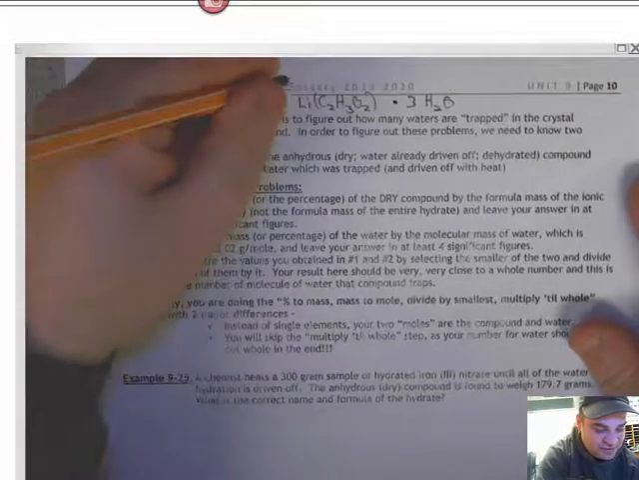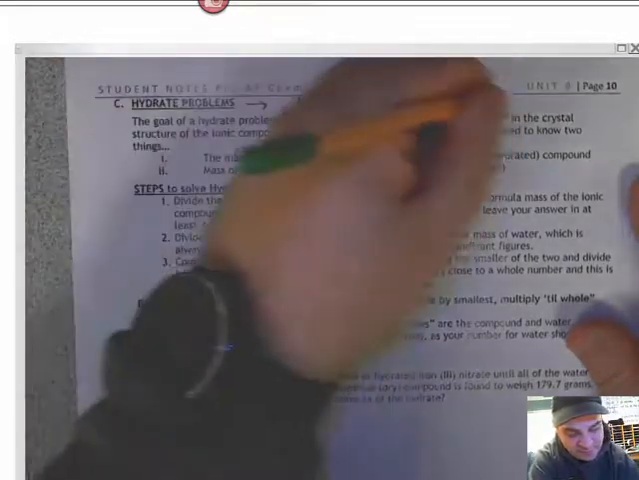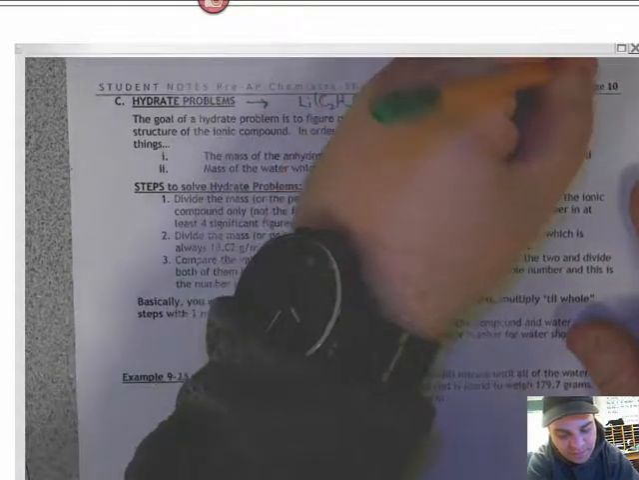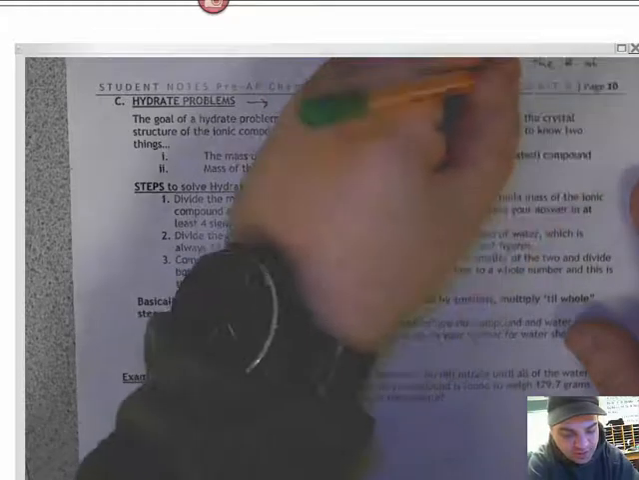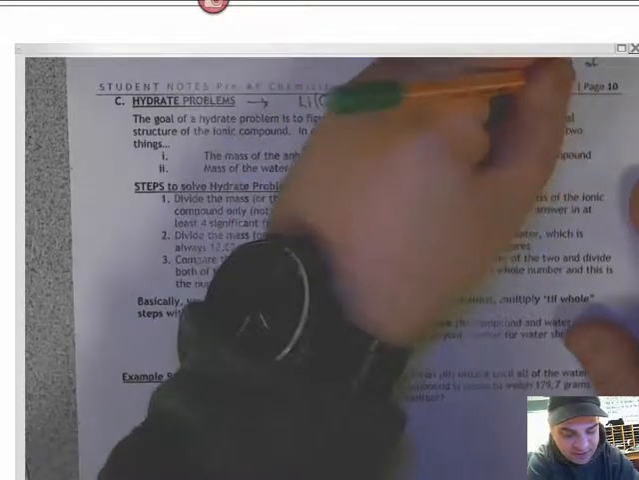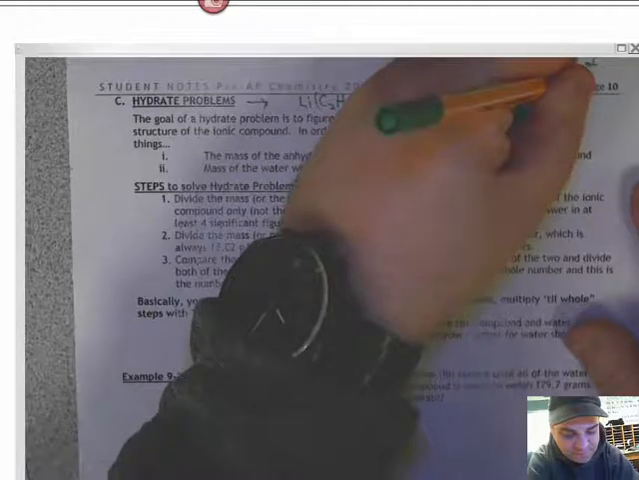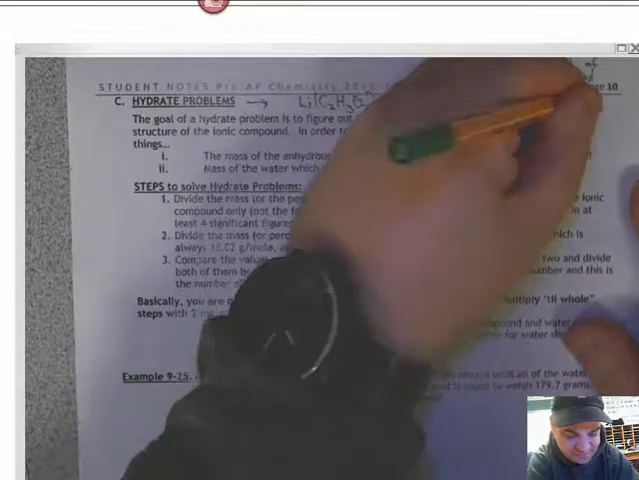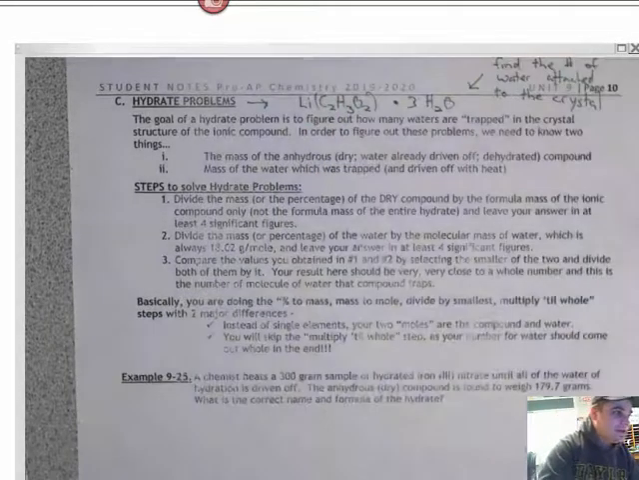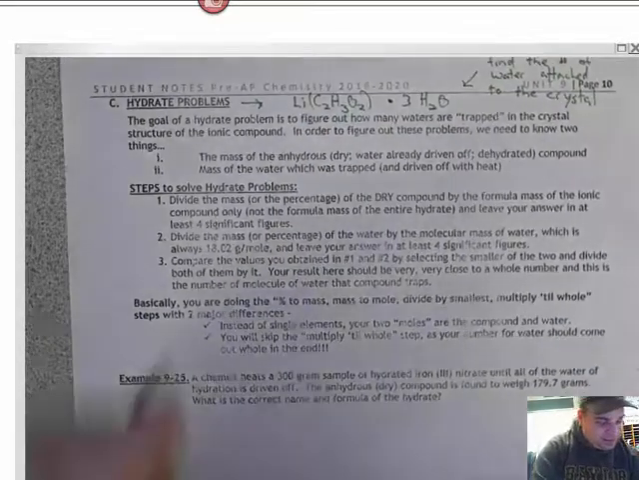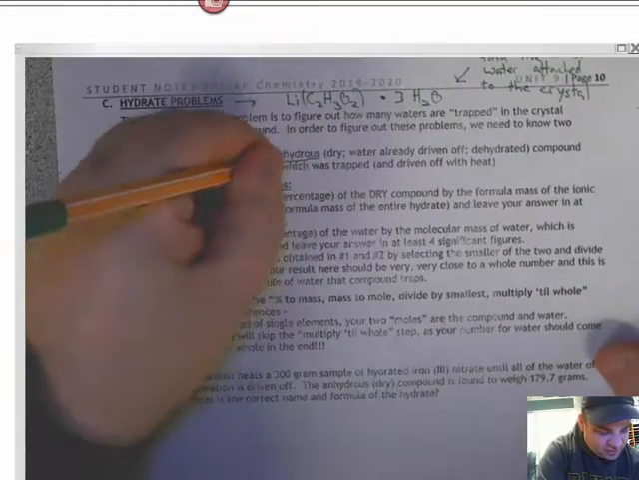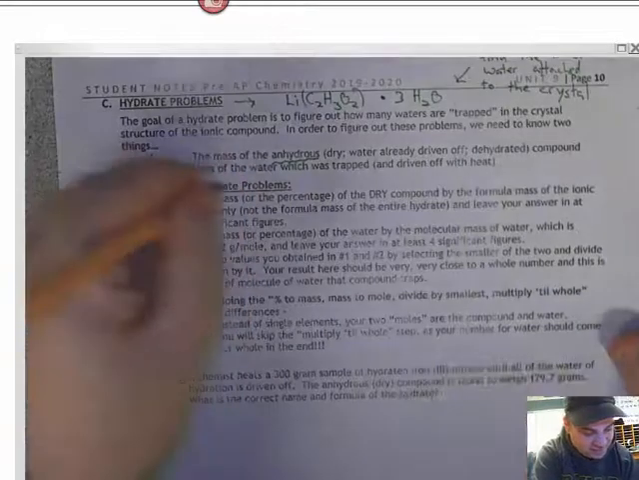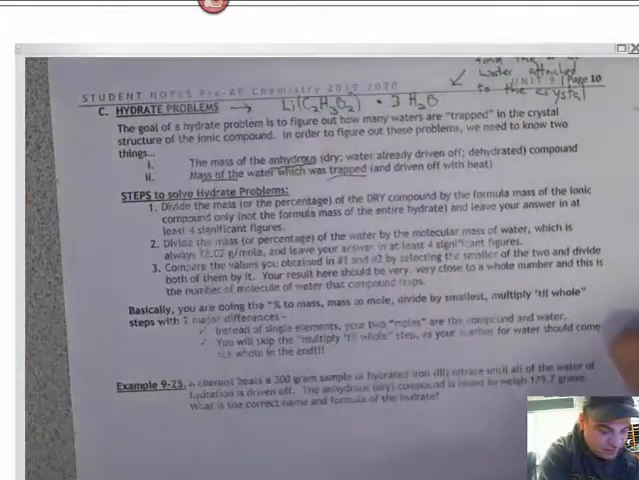In this problem, the goal is to find the number of waters attached to the crystal. So there is an anhydrous, which is the dry part, where the water is driven off. And there is the mass of the water, which is where the water is trapped and was driven off.